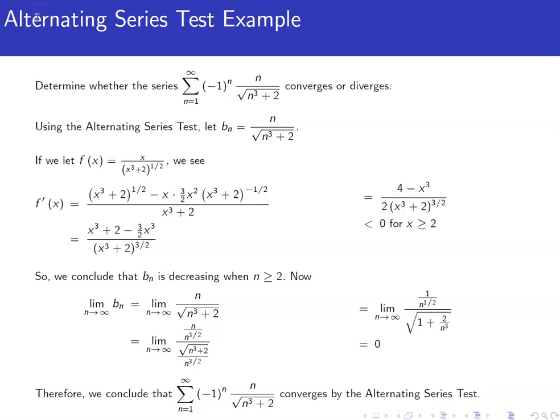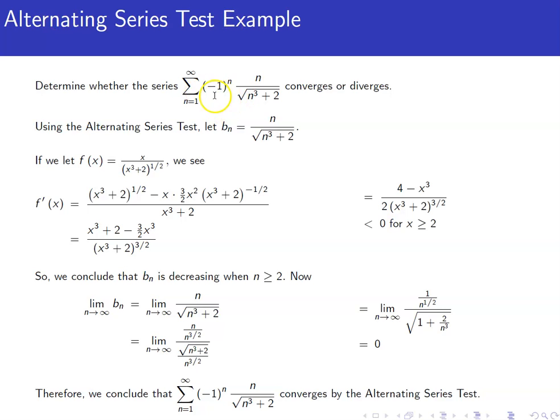In this video, we're going to look at an example using the alternating series test. So we're being asked to determine whether the series from n equals 1 to infinity of (-1)^n times n over the square root of n cubed plus 2 converges or diverges.